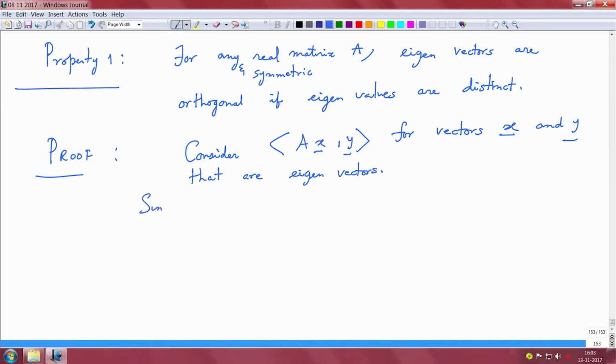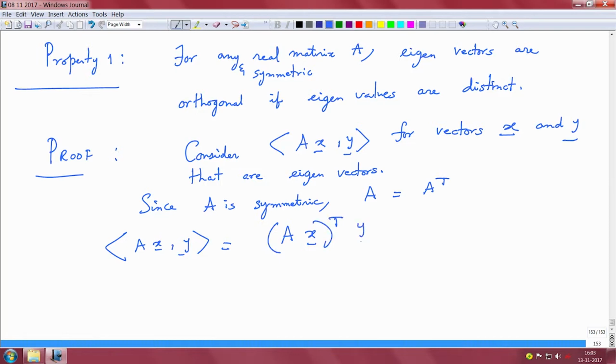Now, since A is symmetric, A equals A transposed. Now, the inner product of Ax with y can be written as (Ax) transpose y, right, it's a dot product, and this is going to be x transpose A transpose y. Let me call this equation 1.